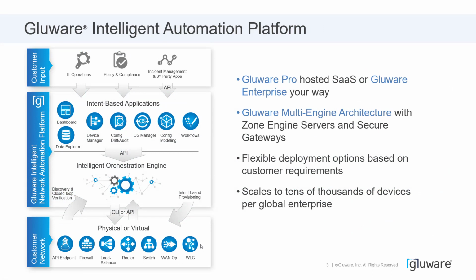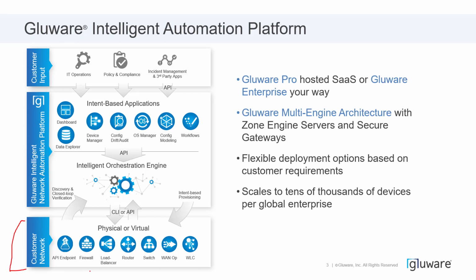This is the last slide in terms of introducing Gluware, and I'm going to attempt to annotate here. Let's start bottom up. When you think about what Gluware automates, physical or virtual, we automate the networking layer: routers, switches, firewalls, load balancers, WAN optimizers, and more. We've added the capability of automating controller-based API endpoints like Cisco Meraki or Cisco SD-WAN. And as I mentioned before, we brought on Terraform as a vendor adapter, enabling us to automate public clouds like AWS, GCP, and Azure. That's what we're doing on the customer network side.